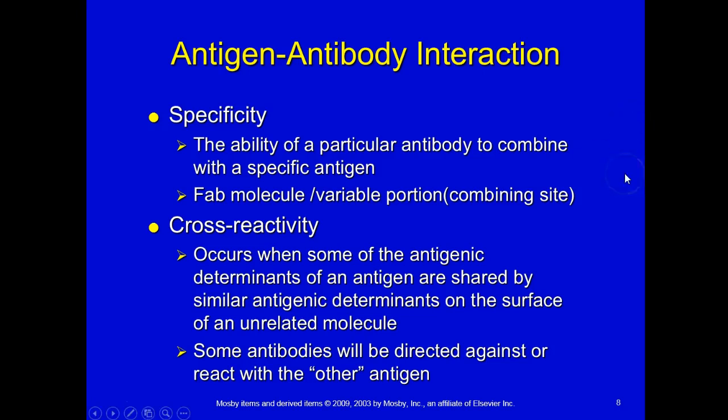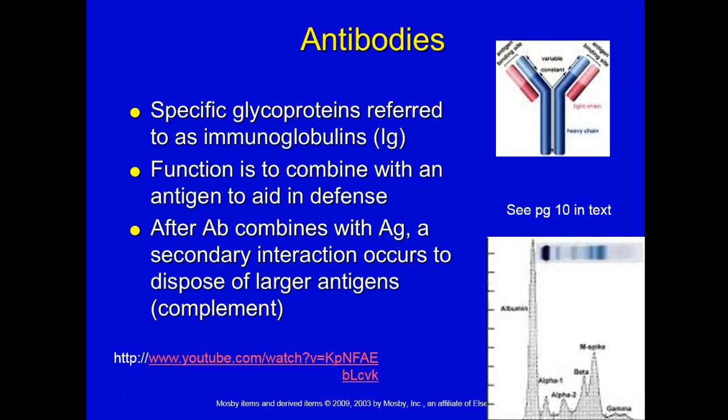In order for antigens and antibodies to interact, we have to have specificity. This is the ability of a particular antibody to combine with a specific antigen. We see that the Fab molecule, or the variable portion, is the combining site that connects to the antigen, and we can find those on the top. Now, this is the Fab region up on the top, and my students call these the jazz hands. Okay, so it's fabulous. That's what the connecting point is. Fab are up on the top of the two hands, per se, that stick out on the top.